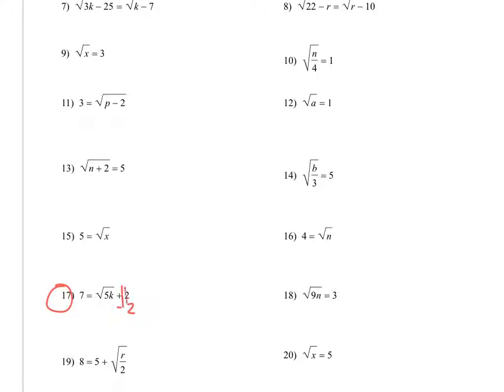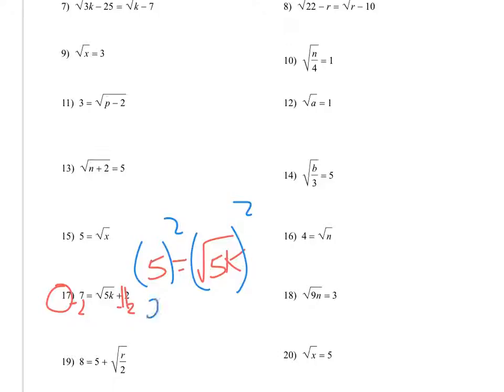So I'm going to subtract 2 over here. I'm going to subtract 2. So I get 5 is equal to radical 5k. Now I got to solve for k under the radical, so I want to get rid of the square root. So I'm going to square each side. So I get 25 is equal to, here that just undoes the radical, 5k. I solve for k by dividing by 5. So I get k is equal to 5.